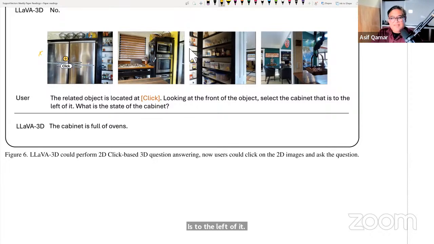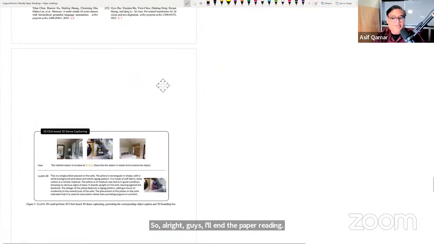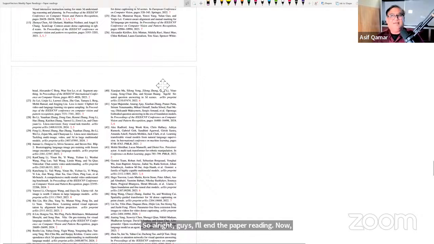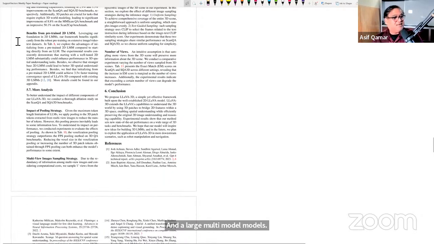It takes some time to realize that that happens to be true. So, all right, guys, I'll end the paper reading now. Suffice it to say that this seems to be a promising result in large multimodal models. Any questions, guys, before I end it?